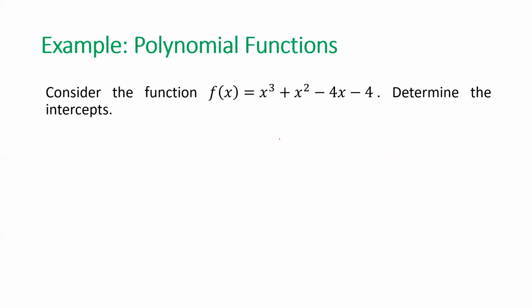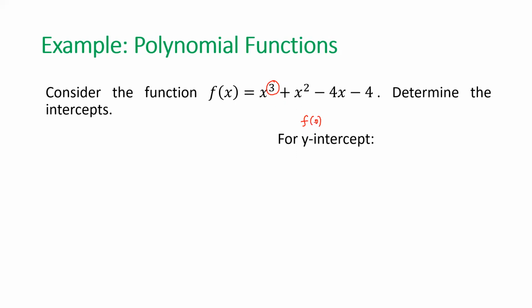So for example, let's consider the function x cubed plus x squared minus 4x minus 4. This is a polynomial function of degree 3. So let's determine the intercepts of this function. So for the y-intercept, we shall solve for f of 0.